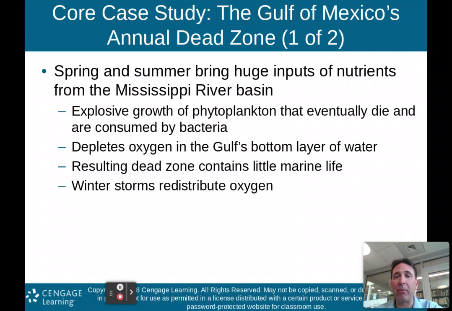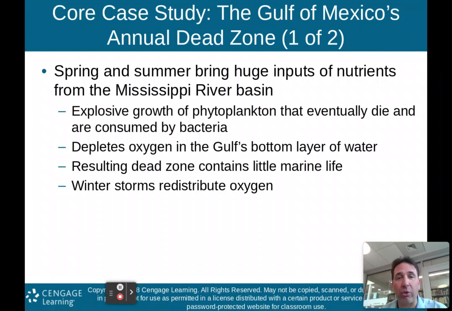So spring and summer bring huge inputs of nutrients from the Mississippi River Basin, right? Not only the Mississippi River, but the Ohio River comes into the Mississippi River, and we have a lot of farmland in this area. And so as a result, the farmers use the fertilizers on their crops. And what happens is the spring and summer rains wash that fertilizer off into these rivers that are part of the Mississippi River Basin. They all flow into the Mississippi River and then out into the Gulf of Mexico just south of New Orleans.